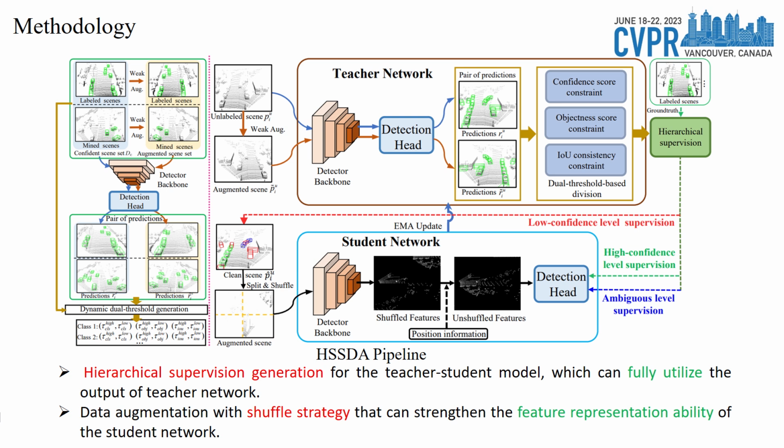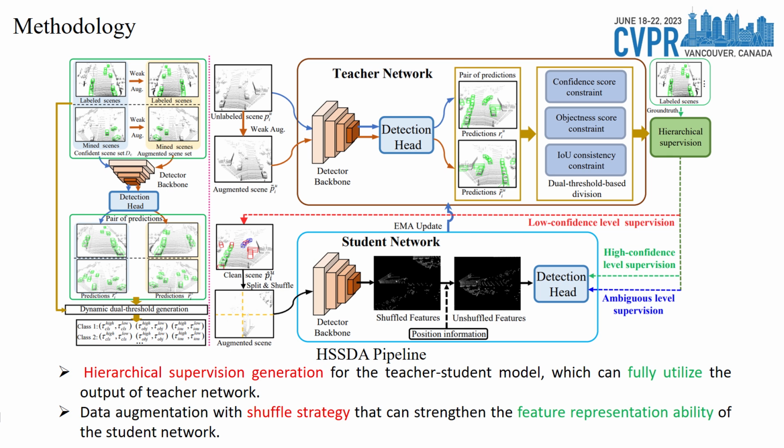The second step, see the right of the pink dotted line in the figure, is mainly to mine the hierarchical pseudo-labels. Specifically, each unlabeled scene and its weak augmented scene are sequentially input to the teacher detector to produce a pair of predictions. Through 3 measure rules based on the dual thresholds obtained in the first step, we can generate the hierarchical supervision: high confidence level pseudo-labels, ambiguous level pseudo-labels, and low confidence level pseudo-labels. We add all high confidence pseudo-labels into the confidence scene set for the next dual threshold generation. We also add the ground truth from labeled scenes into the first group for following student network training.